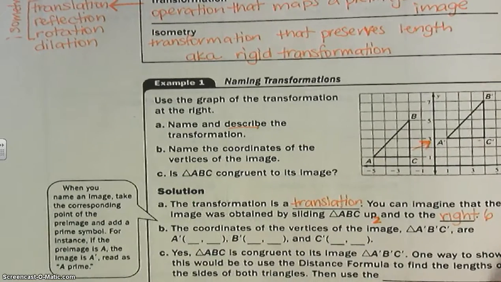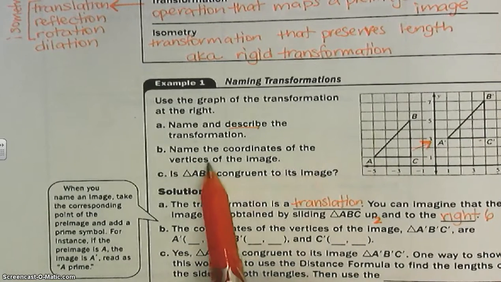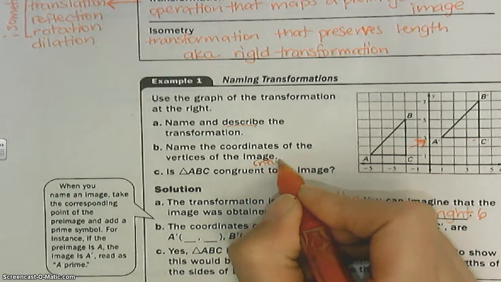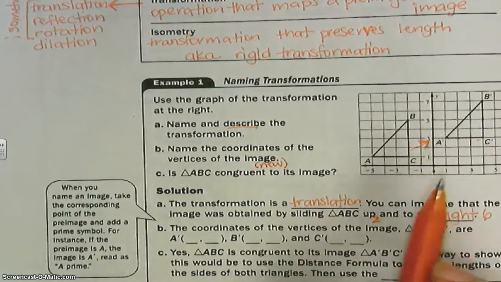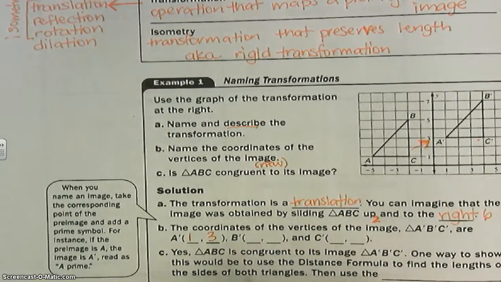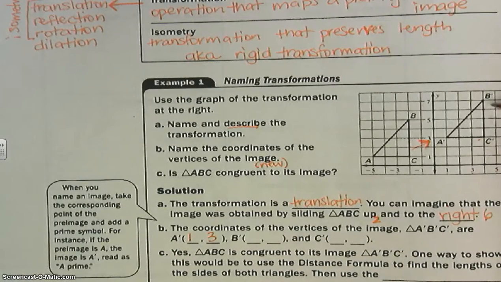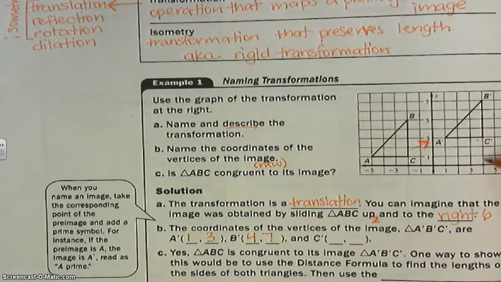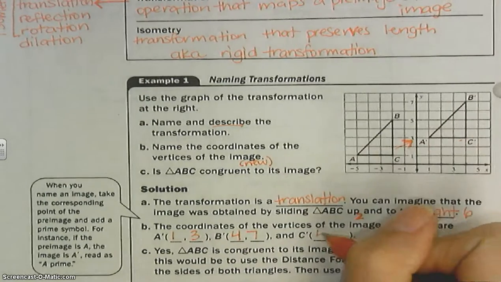Letter B says, name the coordinates of the vertices of the image. The image is the new figure. So it just wants us to say, where is the new figure? A prime is at 1, 3. B prime looks like it's at 4, 7. And C prime is at 4, 3.